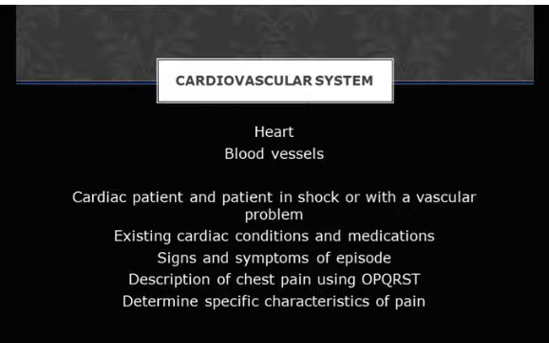So does it go through to their back? Does it go down an arm? Does it go up into their neck? Anything like that? S is severity. So on a scale of 0 to 10, 0 being no pain, 10 being the worst possible pain they can imagine, how are they going to rate this pain?